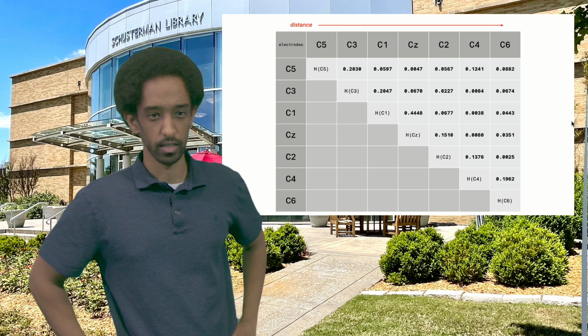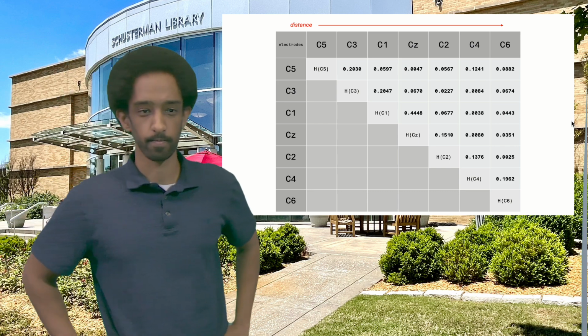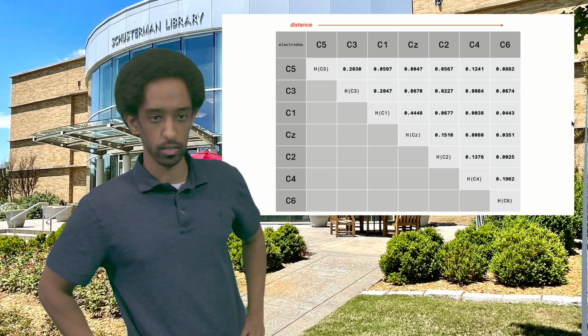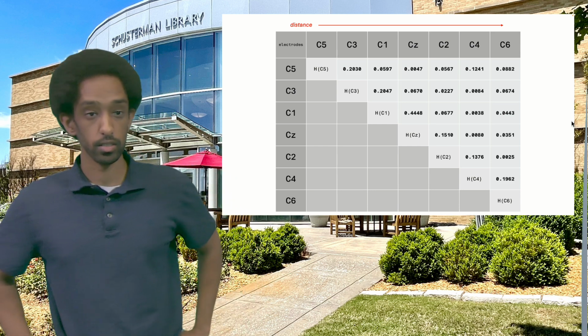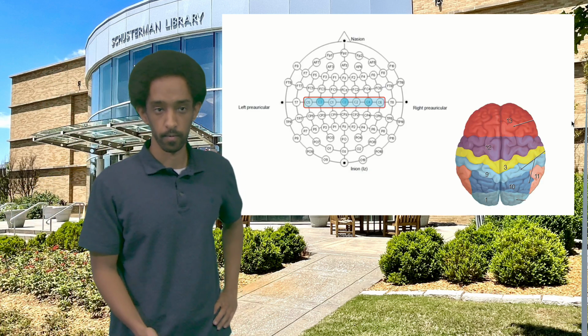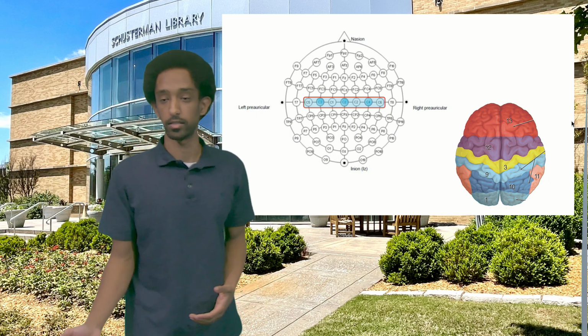So let's find this. C4 and C2 is about 0.1376, right? And then C2 and CZ, we're looking at about 0.15. So it looks like C2 and CZ actually share more information with each other than C4 and C2.